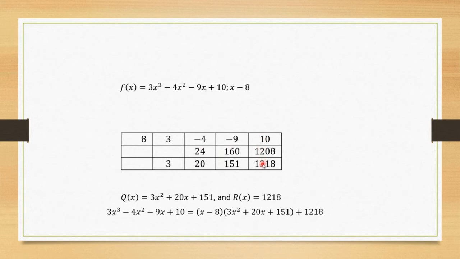So what does this tell us? The quotient then is this. These give you the coefficients of the quotient, which is 1 degree less. So that's 3x squared plus 20x plus 151. Not only that, the remainder is here. So altogether, this is our polynomial: x minus 8 times the quotient plus the remainder.